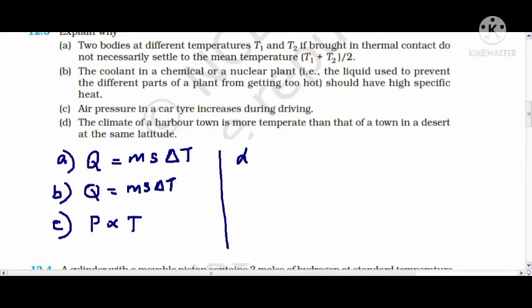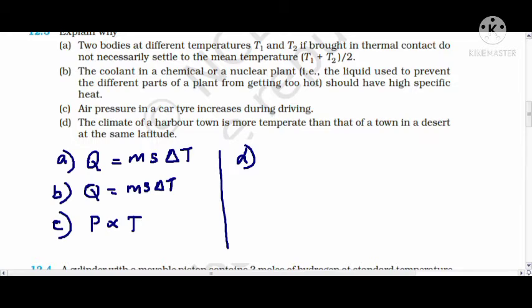The climate of a harbour town is more temperate than that of a town in a desert at the same latitude. So we know that our body temperature is controlled by sweating, the evaporation of sweat from our body. So once we have sweat on our body, what happens there? The water drop will absorb heat energy from our body to be evaporated, so that much amount of heat will be lost from our body, so that we can control our body temperature.